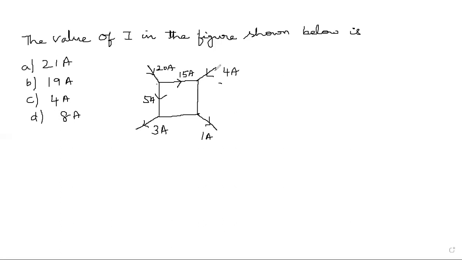Now 4 is entering, 15 is also entering. So here it will be 19 ampere. Here 5 is entering, 3 is leaving. So here it is 2 ampere. So 19 is also entering, 2 ampere is also entering at this particular point, and you have already 1. So all are leaving. So 19, 20.